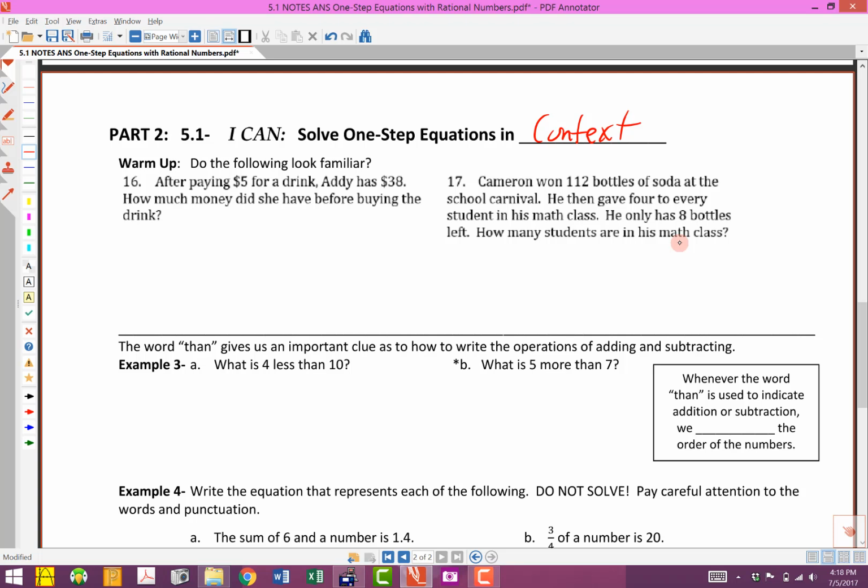assignments. So the way to go through and write down what happened here is, after paying for a drink, Addie had $38. How much money did she have before buying the drink? So let's declare a variable.